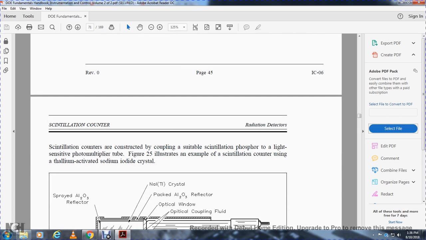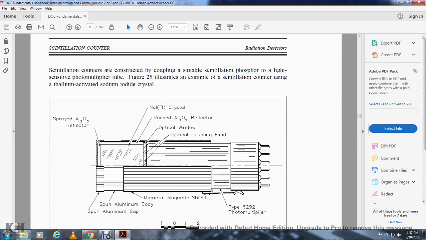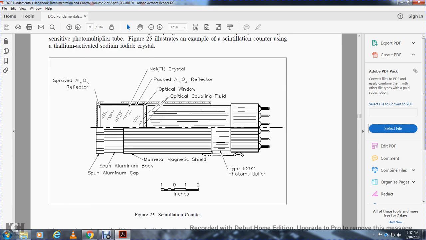Scintillation counters are constructed with a soluble scintillation phosphor coupled to a light-sensitive photomultiplier tube. Figure 225 illustrates an example of a scintillation counter used with a thallium-activated sodium iodide crystal. It includes a sprayed aluminum oxide, Al2O3, reflector, the NaI(Tl) crystal packed in an aluminum oxide reflector, an optical window, optical coupling fluid, a spun aluminum body, a mu-metal magnetic shield, and the 6292 photomultiplier.